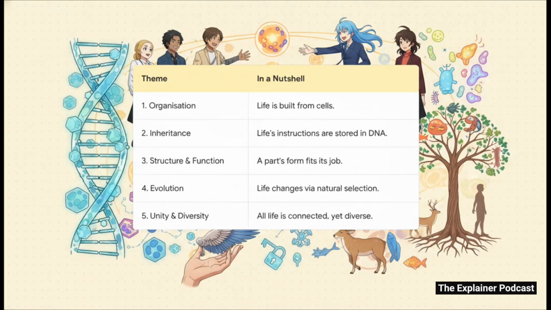And here they are in a nutshell. Life is organized into cells. Those cells are run by instructions stored in DNA. The parts of living things have structures that perfectly fit their function. And all of this is shaped by evolution through natural selection, which creates both the unity we see in our shared traits and the amazing diversity of life on Earth. That's it. That's the user's guide.